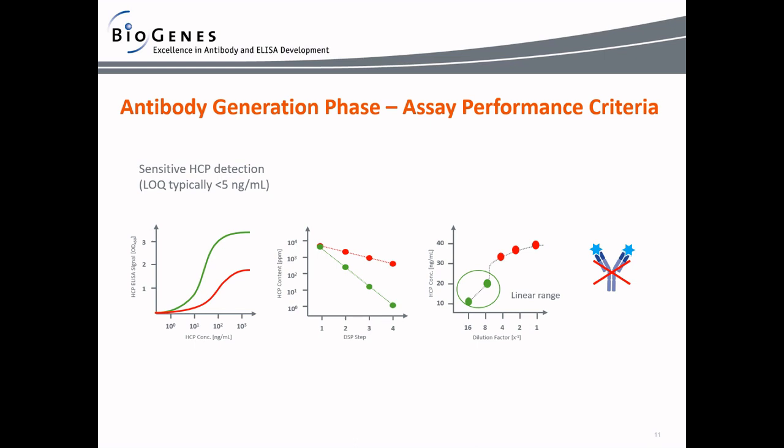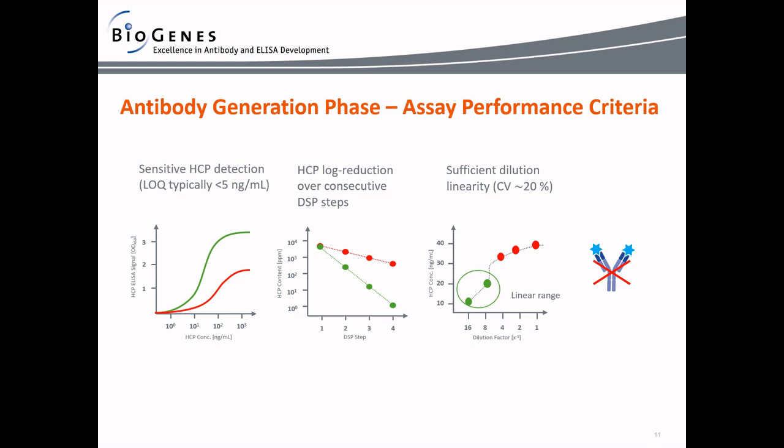As presented in the middle, suitable HCP-specific antibodies should also adequately reflect the log reduction of the HCP content over the consecutive downstream steps, as indicated here by the green line. A rather poor reflection of the expected log reduction is displayed by the red line. A further important criterion is the dilution linearity, displayed here in the last graph. The red points again indicate the dilution range that does not properly reflect the expected twofold decrease over doubling dilutions.